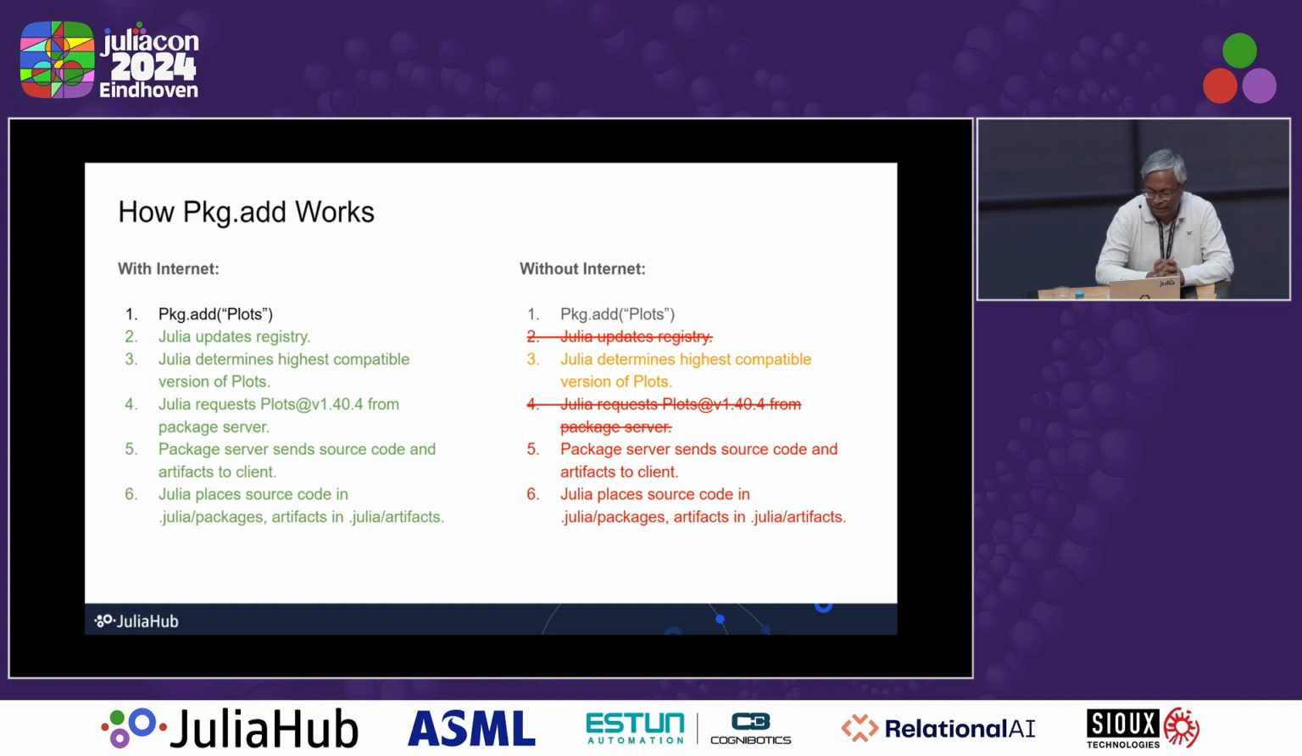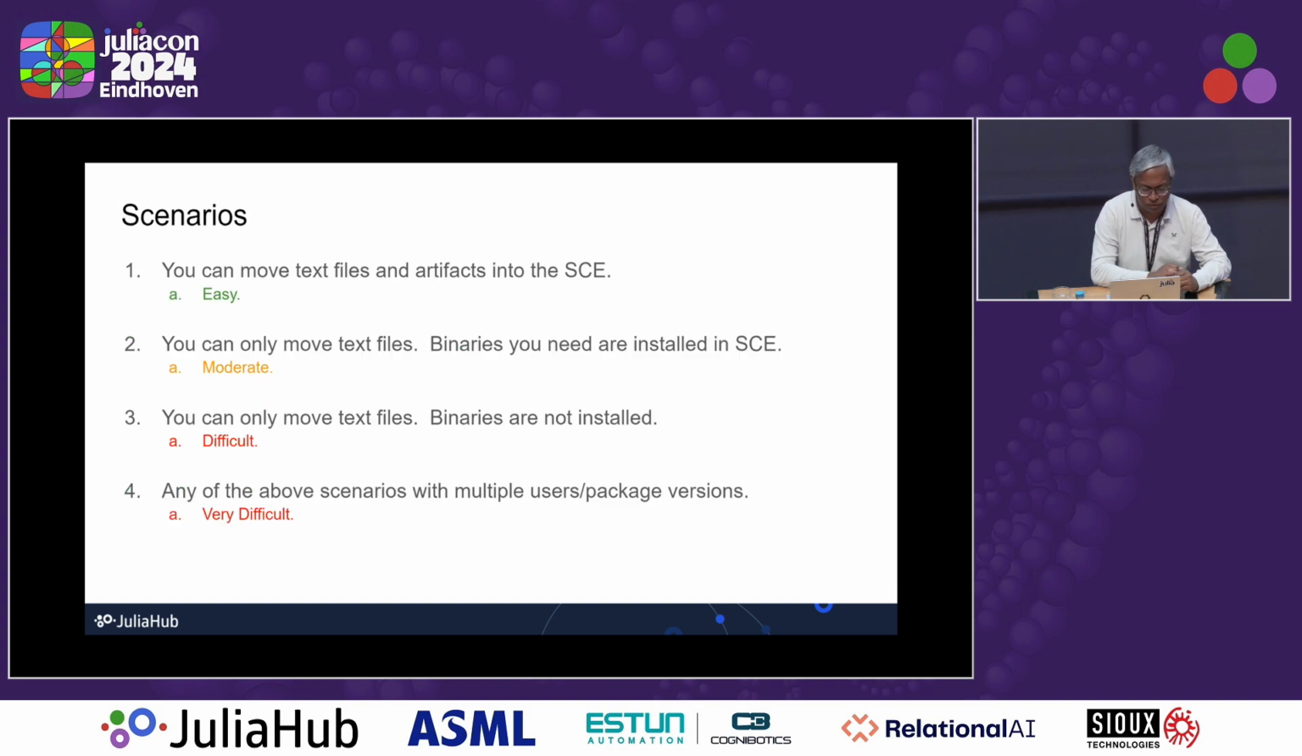Julia sort of tries to continue even if the registry is not available. It tries to determine the highest compatible version, which it will try if it has a local registry. If not, it'll fail. If it has a local registry, it'll try and get the package version from the package server or from GitHub, and obviously that'll fail. So you will not be able to get the code that you want for the dependencies that you have without internet access, right? That is how Julia's package manager basically works. It assumes you are in a connected network.